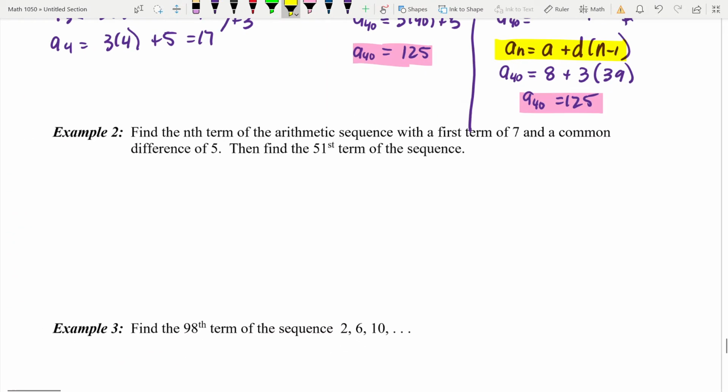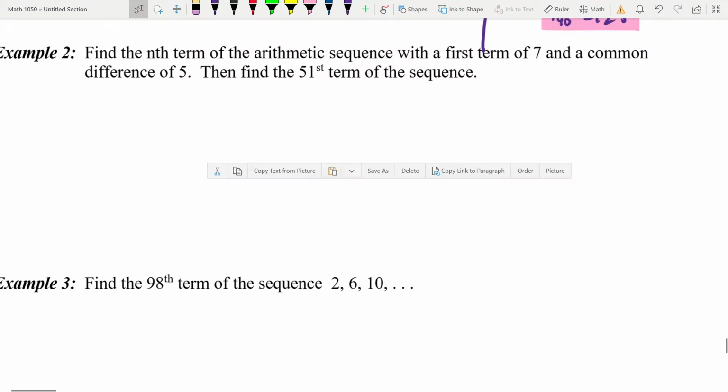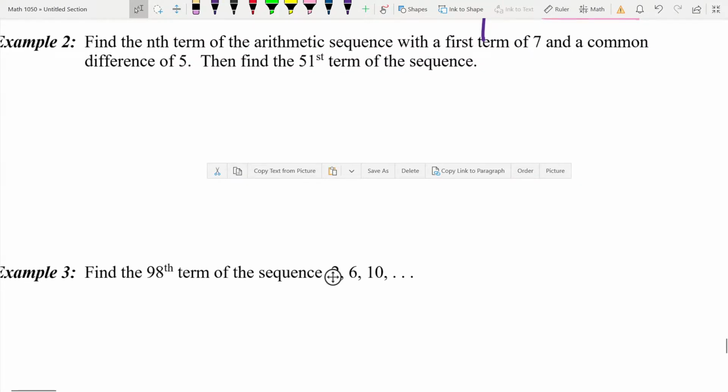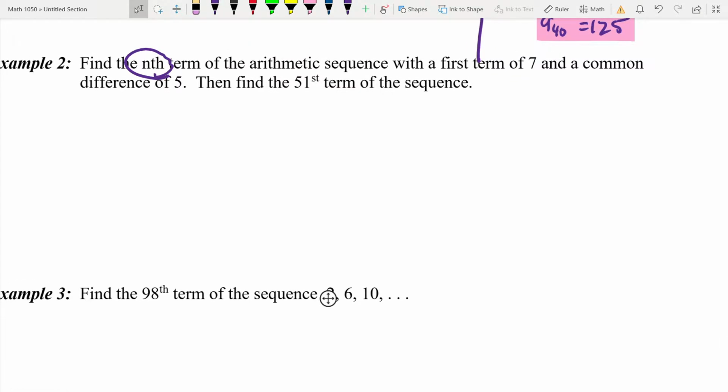Okay? Okay, question 2. The nth term of a sequence, find the nth term of a sequence with a first term of 7 and a common difference of 5. Find the 51st term of the sequence. Okay, so they want the nth term. Here's where people get mixed up right here. Look right here. Nth term. They didn't give me a number. They didn't say find the 7th term or find the 24th term. They said the nth term, okay, which is kind of weird.